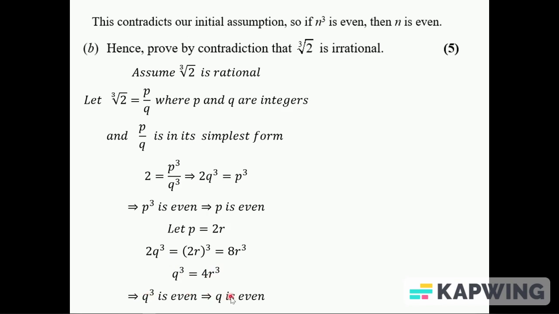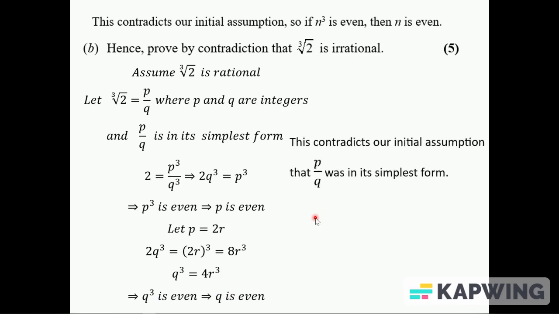So q cubed is even, implying that q is even, which we got from the first part. So that contradicts our initial assumption that p over q is in its simplest form. We can divide them both by 2 because they're both even. So the cube root of 2 is irrational.